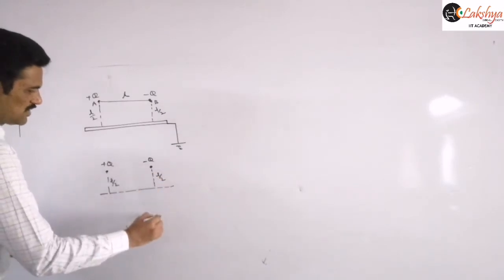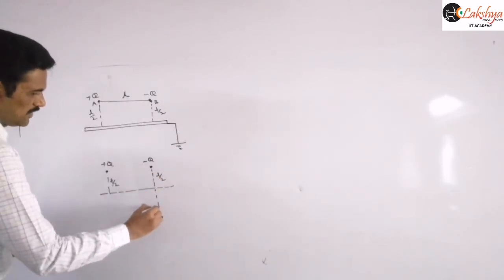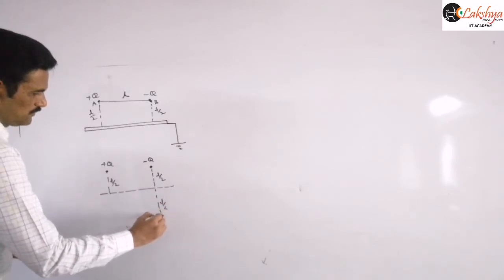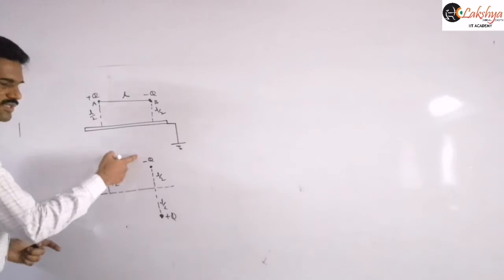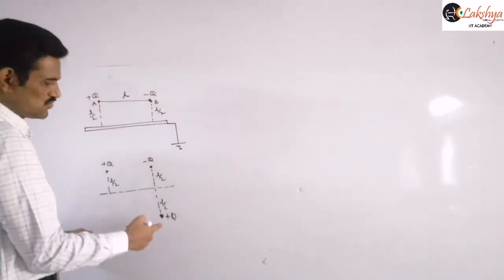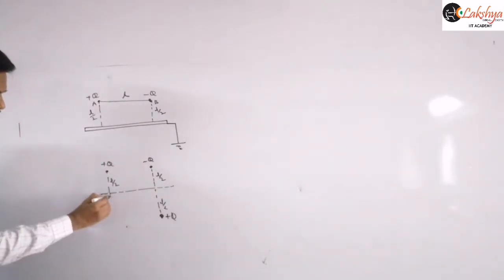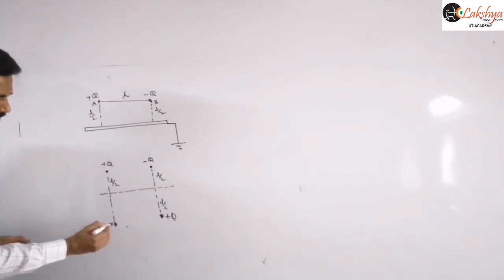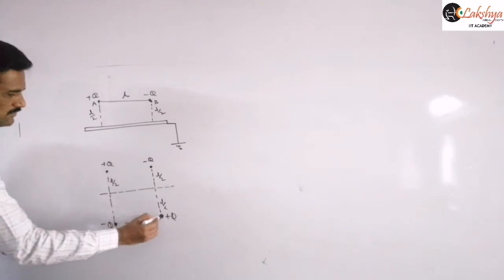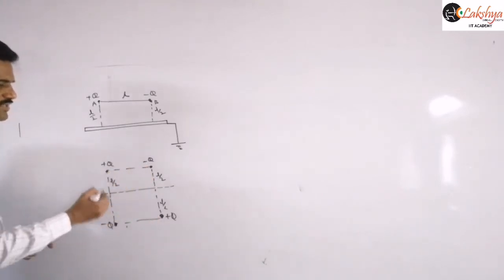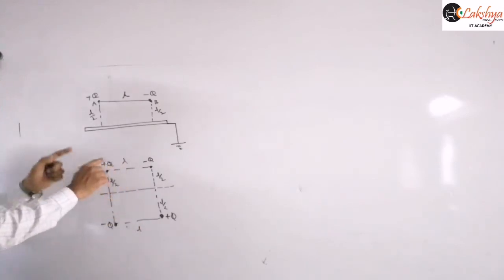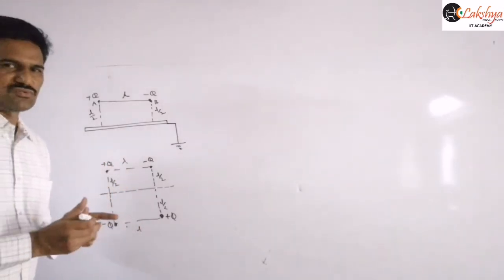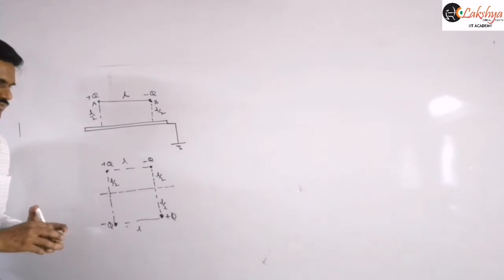So then the image will be there at a distance L by 2. The corresponding charge will be plus q. Here the given charge is minus q, and so its image will be plus q. And here we will get minus q, right? So now simply this is the case like four charges placed at the corners of a square. Now it forms a complete square here.